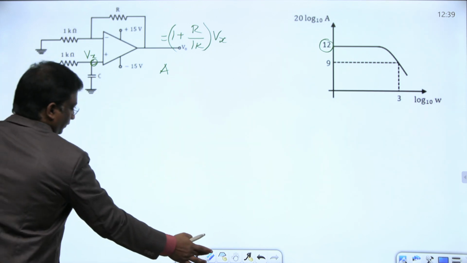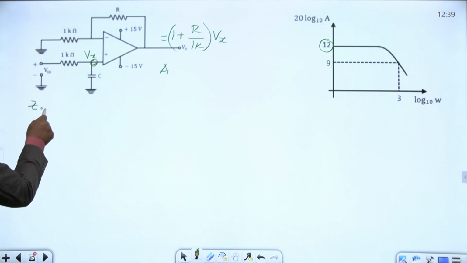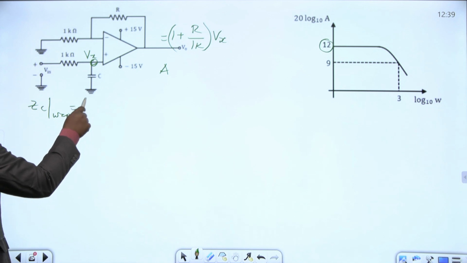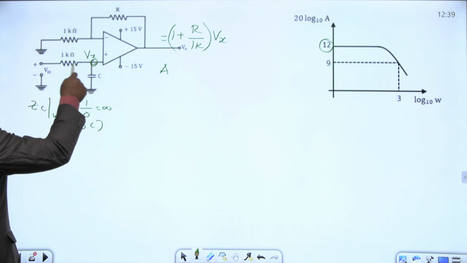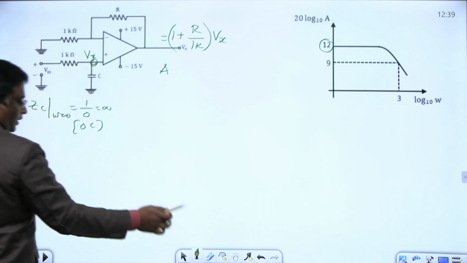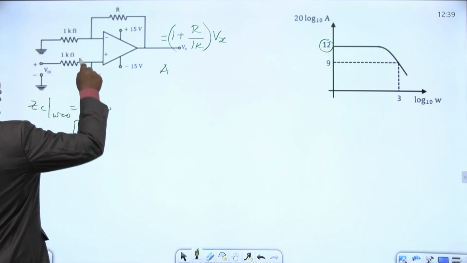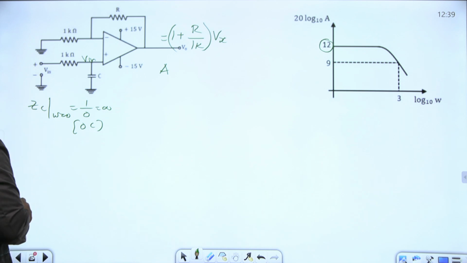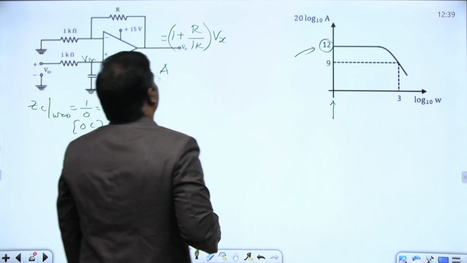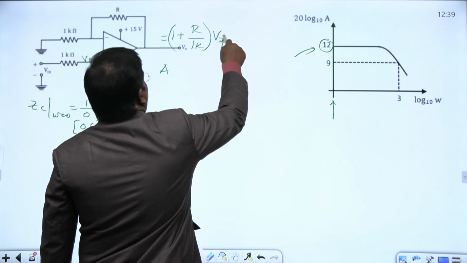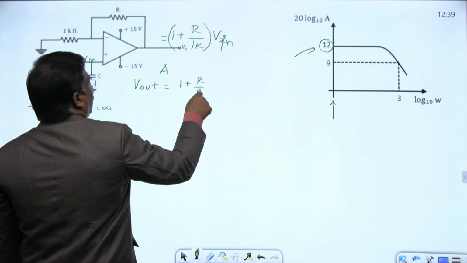impedance of the capacitor at low frequencies. Impedance of the capacitor at omega equal to 0 is nothing but 1 by 0, infinity, open circuit. When this is open, this Vin falls here itself, that Vx is nothing but Vin at low frequencies. I am talking about 0 frequency, and this information they gave, the gain here is 12. At that time this value is nothing but Vin itself.